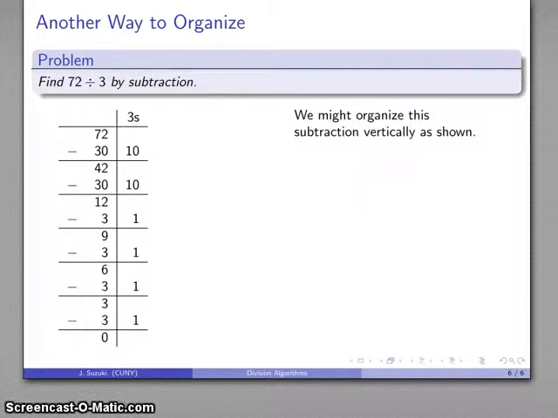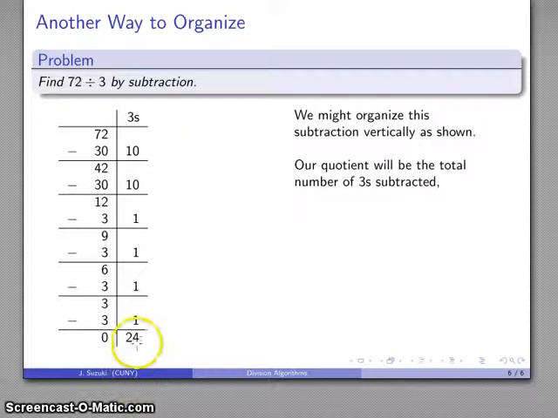And so now, same method, but we've just organized things a little bit differently. I've subtracted 10, 20, 21, 22, 23, 24 threes altogether. So I'll add the numbers in that column, and there's the number of threes I've subtracted altogether, and I've ended up with 0. So once again, my quotient, 72 divided by 3, is going to be 24, and there's nothing left over.